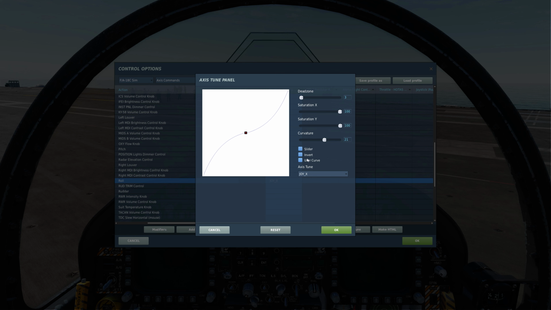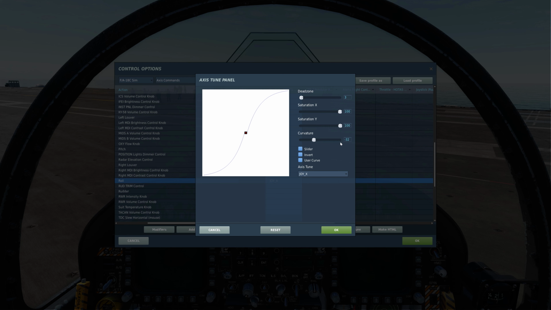So again, if you're someone who's brand new to a plane or brand new to DCS and you're finding that the aircraft is just too responsive for you, and you want less response from the plane, you want to have to do more with your physical stick, this is where you would turn the curvature up. And then obviously vice versa, go in the other direction.